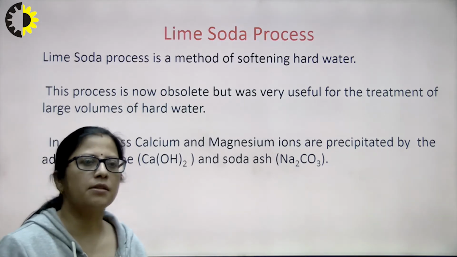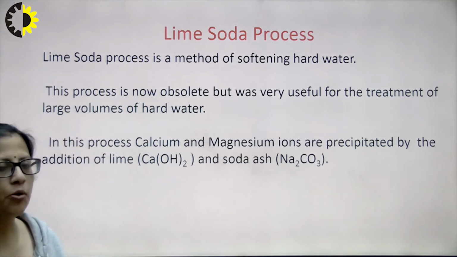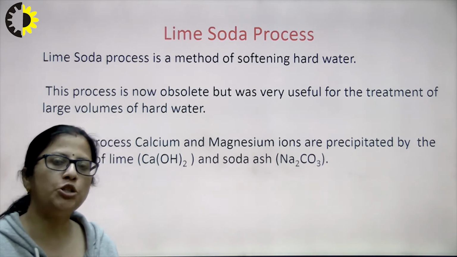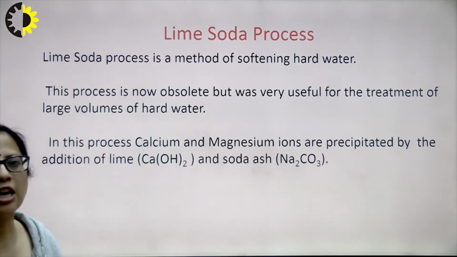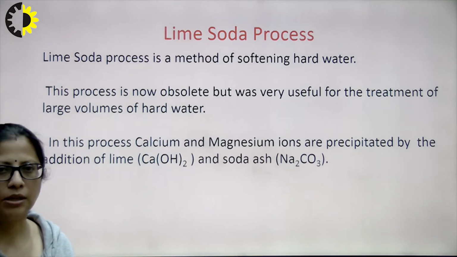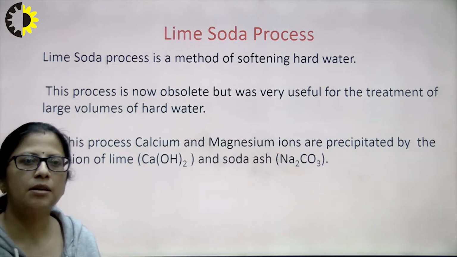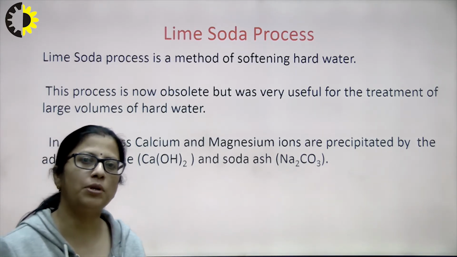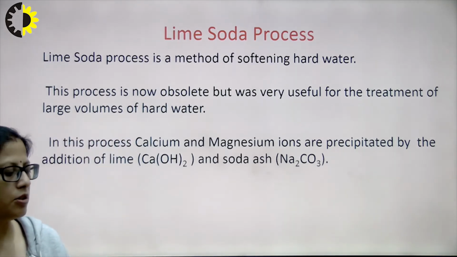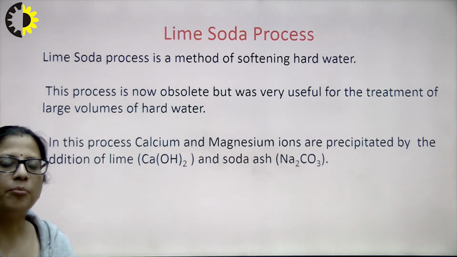In this process, the calcium and magnesium ions, not only calcium and magnesium ions but also the heavy metal ions, are precipitated by the addition of lime, which is calcium hydroxide, and soda ash, which is sodium carbonate. So, all these ions are converted into their precipitates by the addition of lime and soda ash, and this precipitate settles down at the bottom of the tank where we are doing the treatment, and thus they are separated from the water.